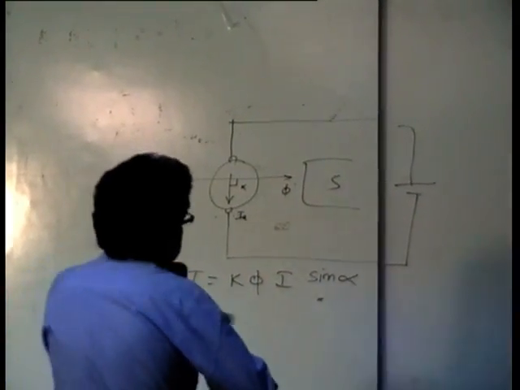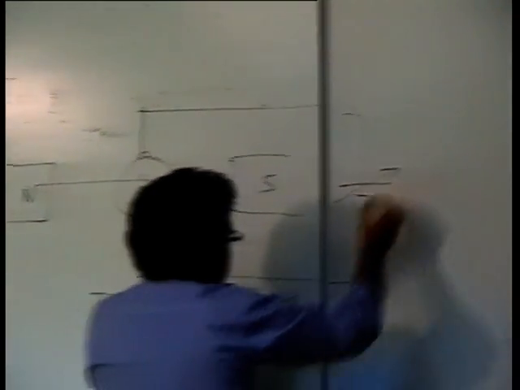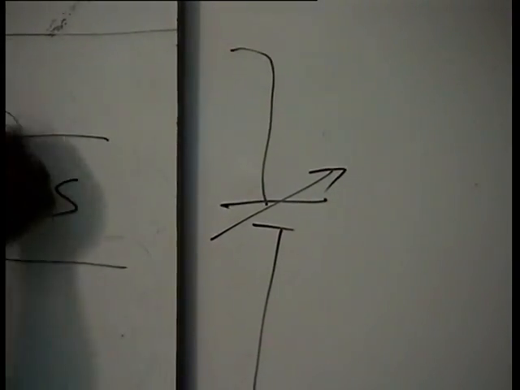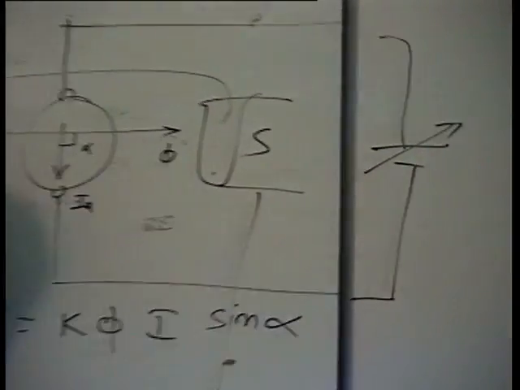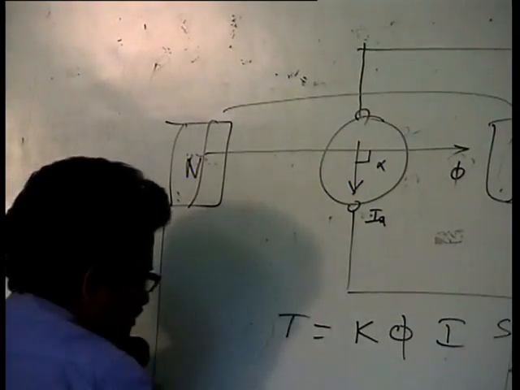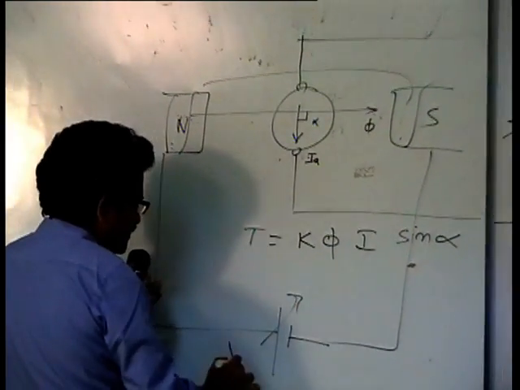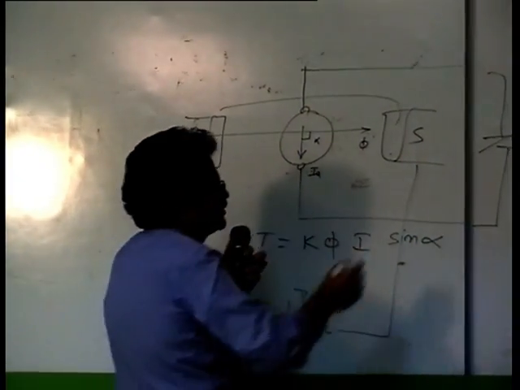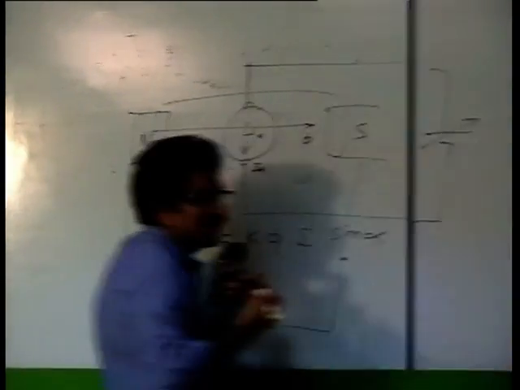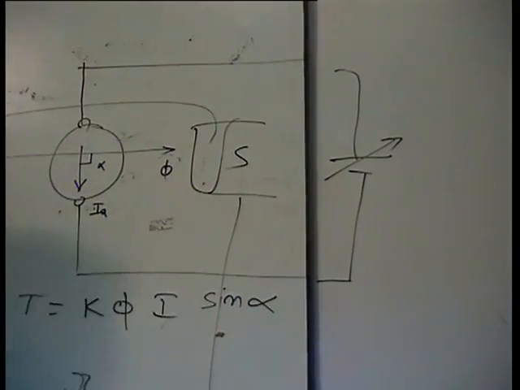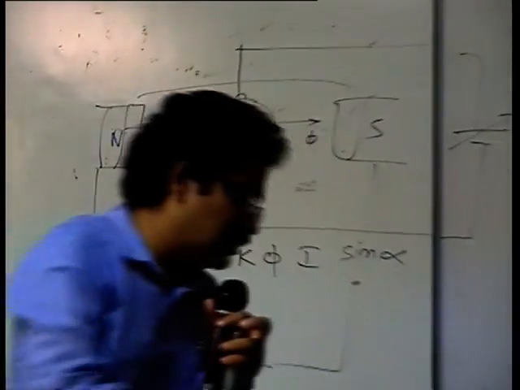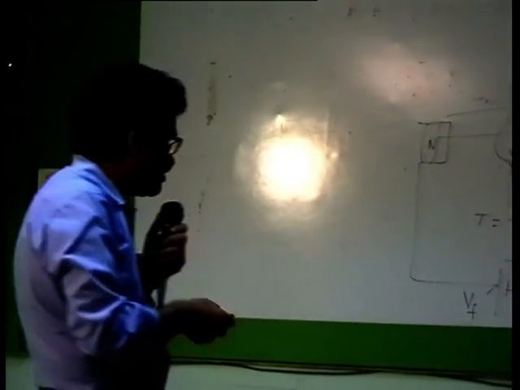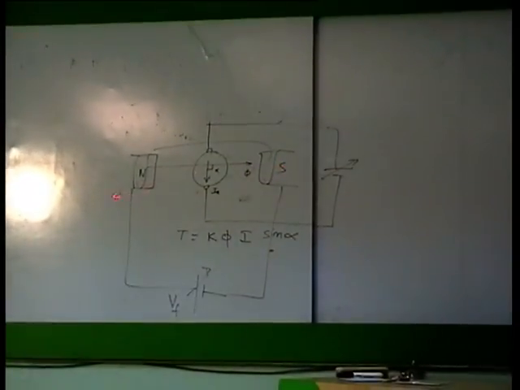I have independent control. By controlling this, I can control the armature current. By controlling this, I have a source here. If I count this as Vn, by controlling this, I can control the field current. By controlling this, I can control the armature current. So I have independent control. I can separately control the armature current with this source, and I can separately control the flux with this source.